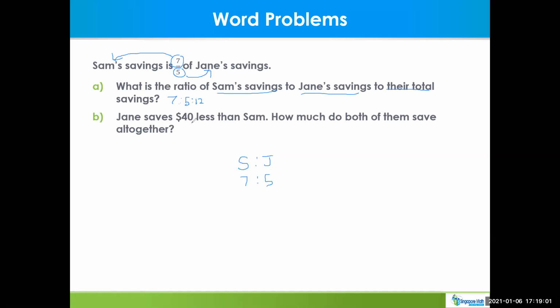Okay, now the second part, Jane saves $40 less than Sam. And that's because Sam has 2 units more than Jane. So what that means is that 2 units is $40. Okay, so how much did both of them save all together? Okay, so 2 units is $40, so 1 unit is $20. And how much did they save altogether? That's 12 units. So 12 times 20, you get $240.